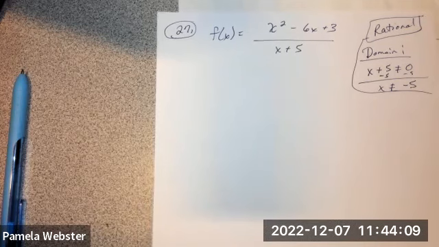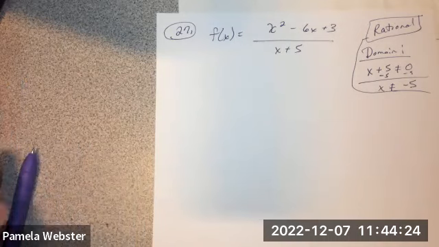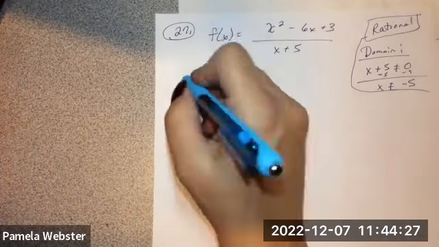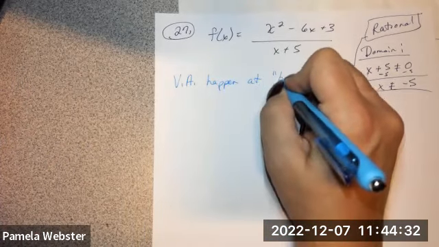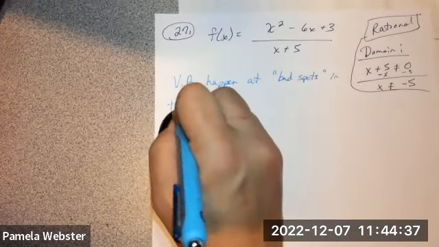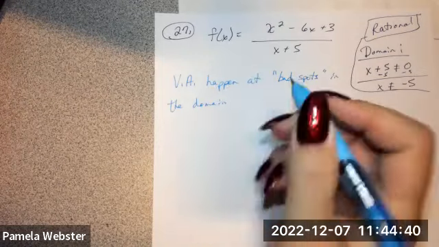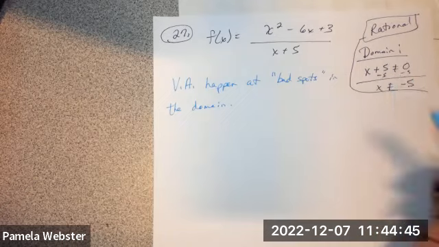And then they're asking me about horizontal and vertical asymptotes. They didn't ask me to graph this one, so I'm probably not going to sketch it because I'm not going to have time and that takes a long time. But horizontal and vertical asymptotes we can deal with. Vertical asymptotes happen at bad spots. That's a Webster term, sorry. Bad spots in the domain. My bad spot in the domain, I already know what it is. I've already got x can't be equal to -5.